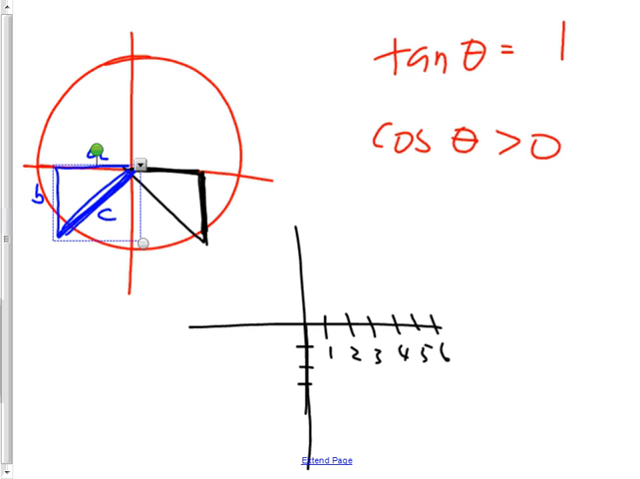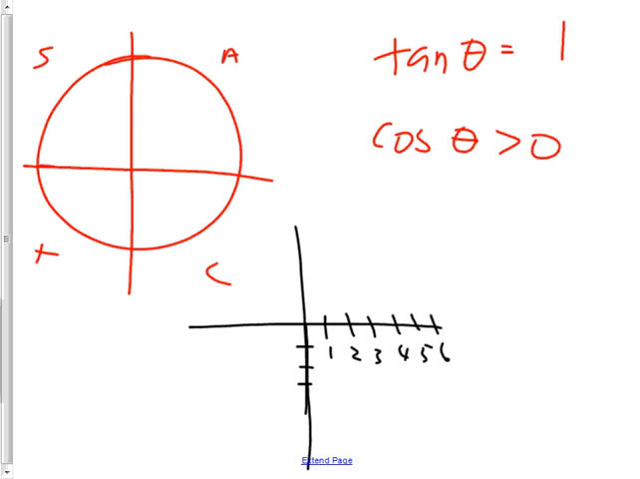I'd like you to see about this one. Where should I be? I hope you know that if tangent's positive, all students take calc, it must be here or here where tangent's positive. So it can't be here and it can't be here. Right? And it also says cosine is positive. That means that if cosine's positive, it must be here. It can't be here. Okay, so I have to be drawing it right here.